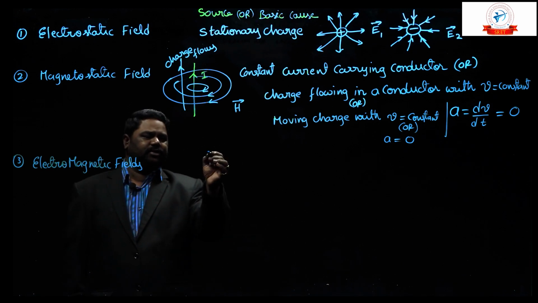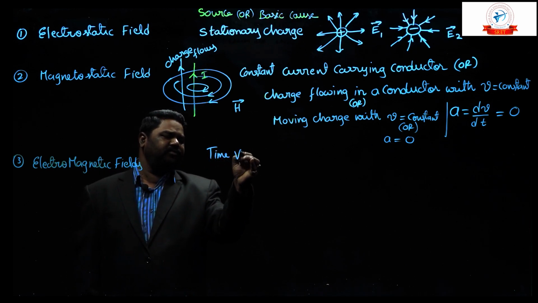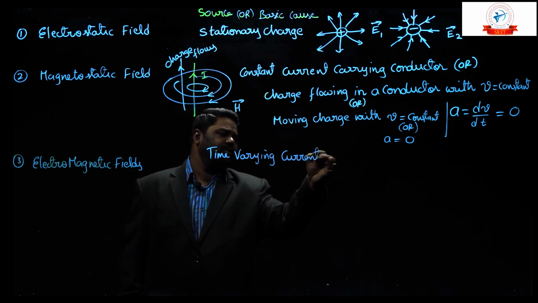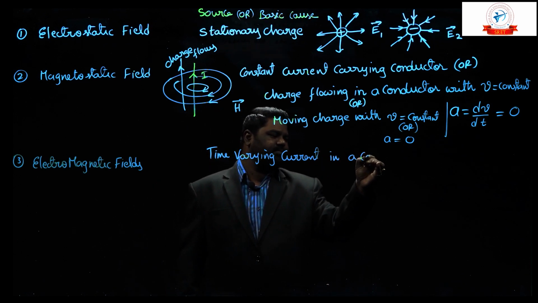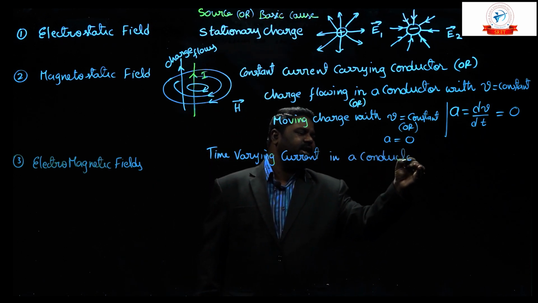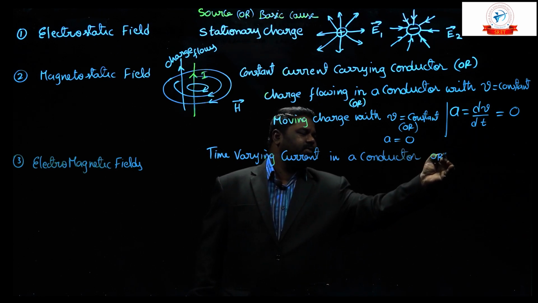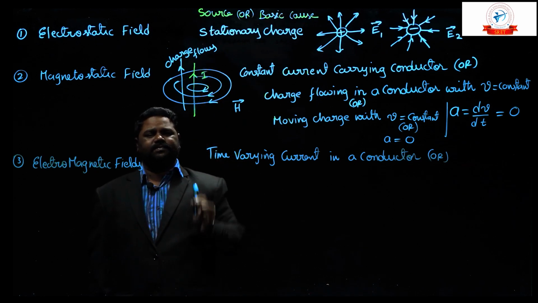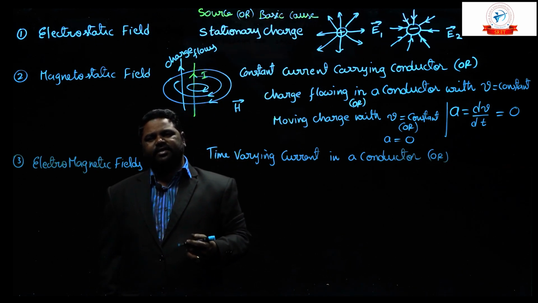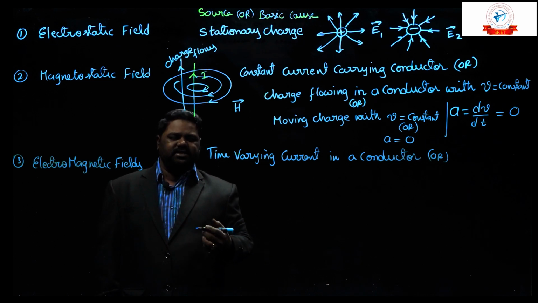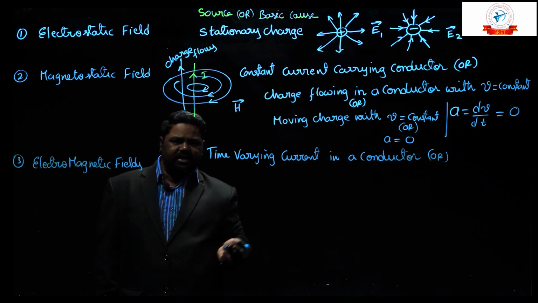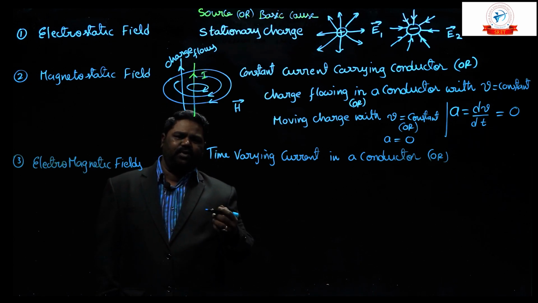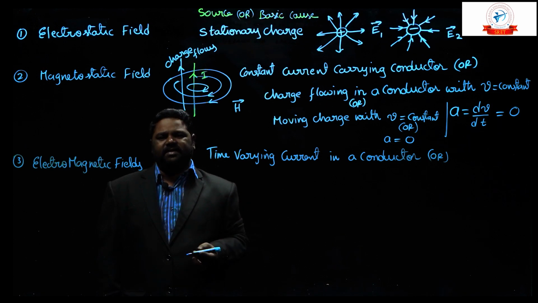So the source is a time varying current through a conductor, or in a conductor, which can produce the electromagnetic fields. Whenever the current is varying with time, what happens for a charge moving in a conductor? The charge will move with some velocity. Whenever the velocity of the charge varies with time, the current through the conductor also varies with time, which will produce the time varying magnetic field. A time varying magnetic field can produce a time varying electric field. Like this, electromagnetic fields can be generated.